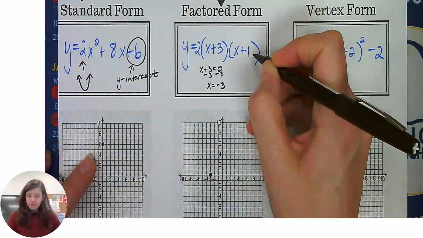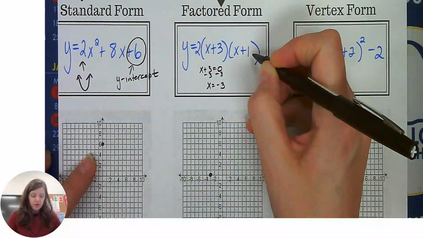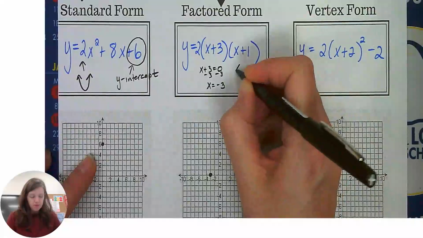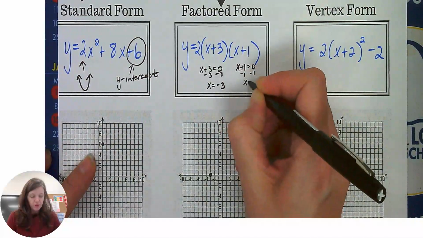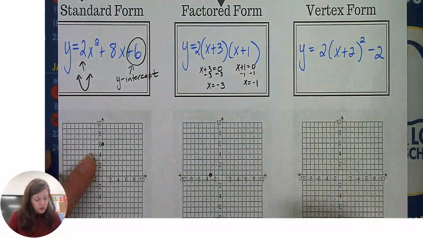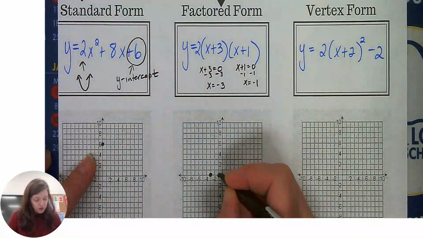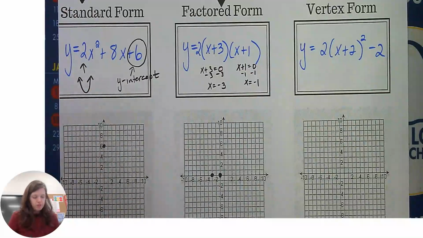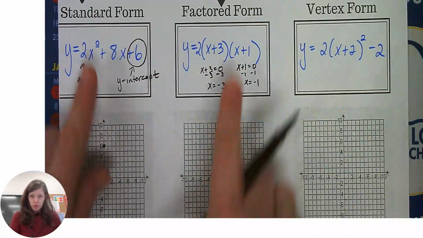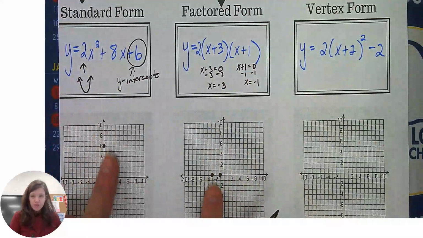And then I also know that the other one is going to be the same thing, that if I subtract the 1 from both sides, I'll end up with x equals -1. So the other x-intercept is also on the negative side at -1. So now I have a little bit better picture from these two equations, which remember I told you are the same. I have some points, right?